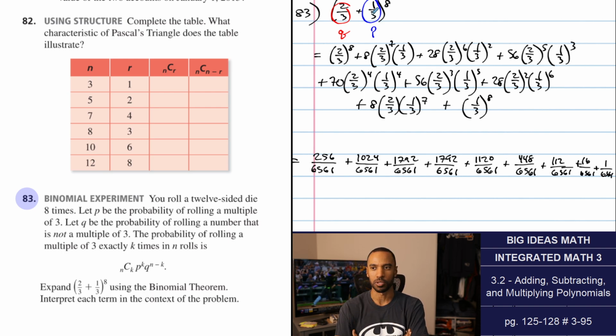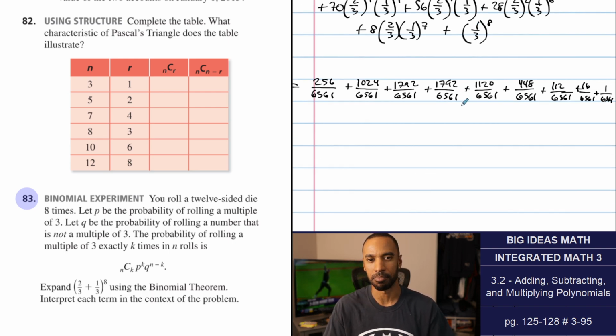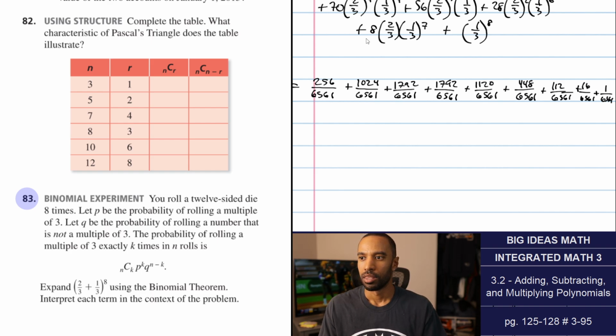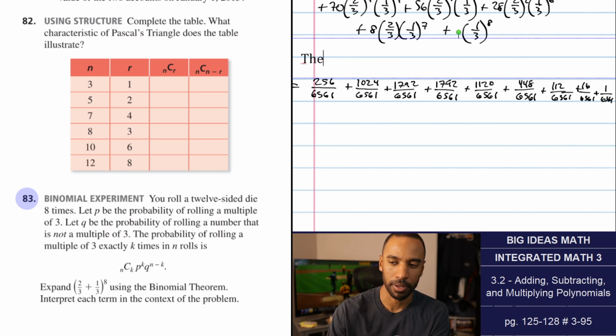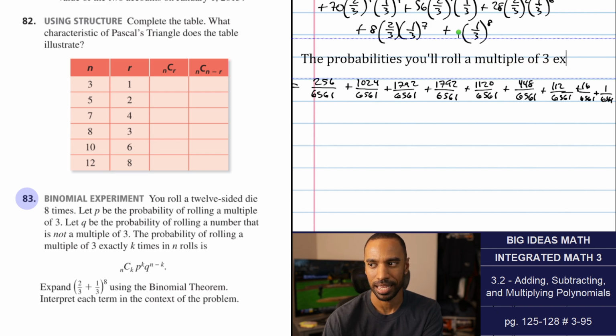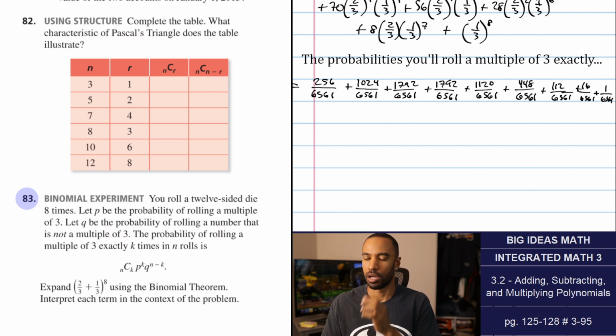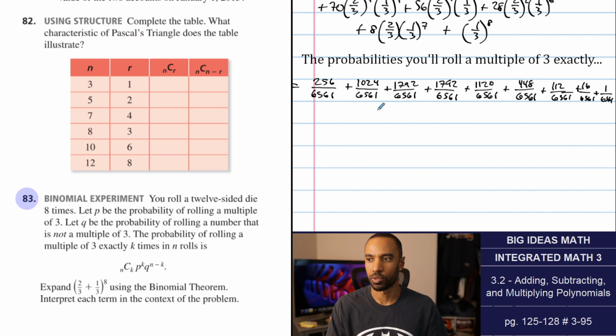The probability of rolling a multiple of 3 exactly K times in n rolls. So what this says here is the probability that you'll roll... Let's see how I say it. You get 8 rolls. These are the probabilities of rolling a multiple of 3 this many times. So these are the probabilities you'll roll a multiple of 3 exactly... this first one is 2/3, right?